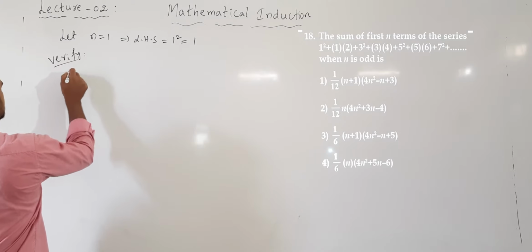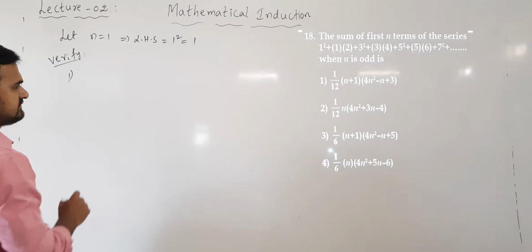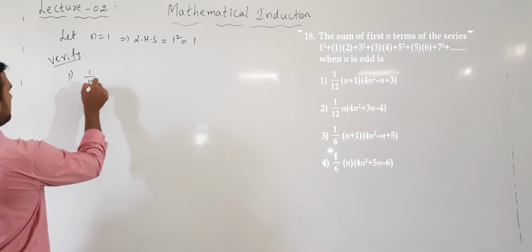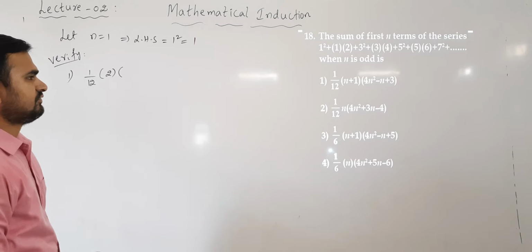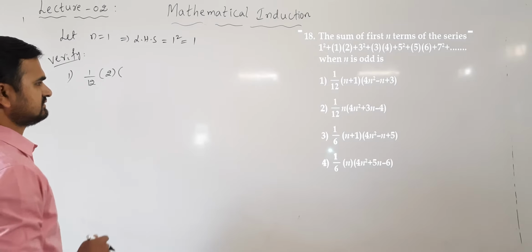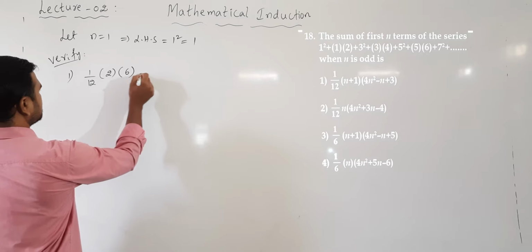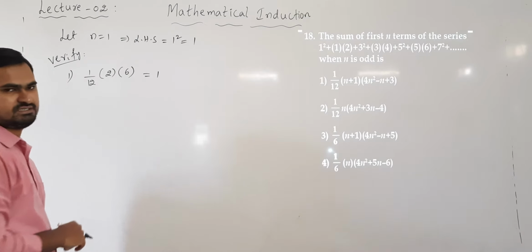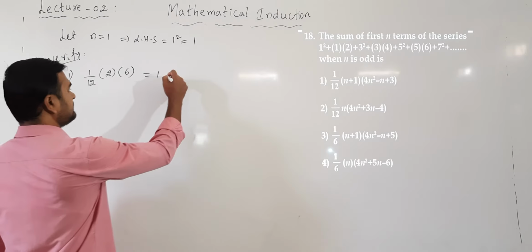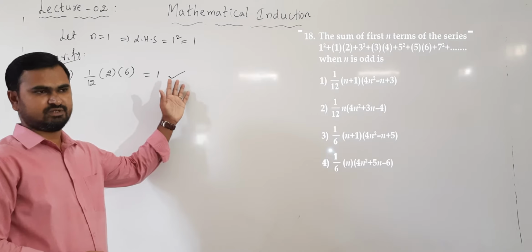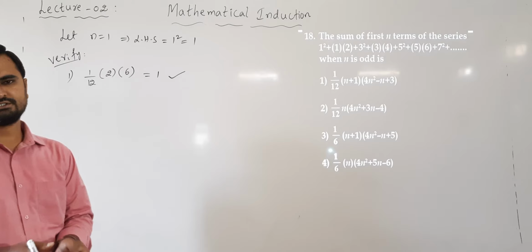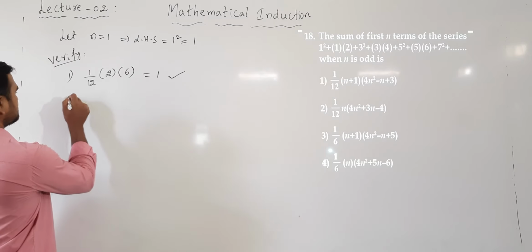Verify from options. First option, n is 1. So 1 by 12 into 1 plus 1, 2, 4 minus 1 plus 3. So 3 plus 3 will get 6, which is 12 by 12 is 1. So first option can be the answer. Okay, we don't take directly first option as answer because we have to verify the remaining options also. So let us see remaining options.